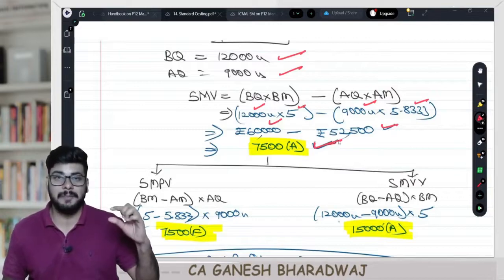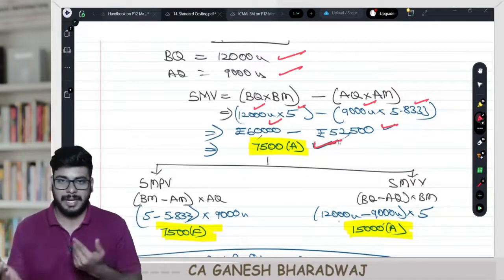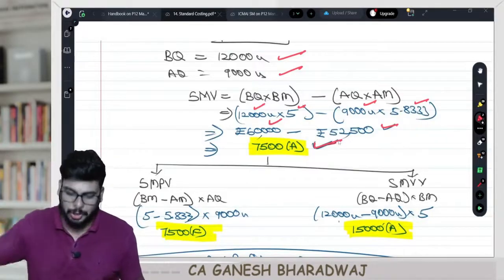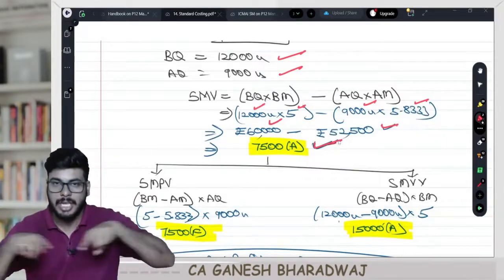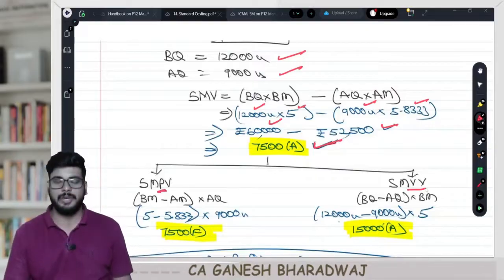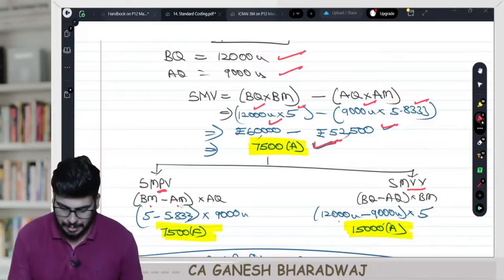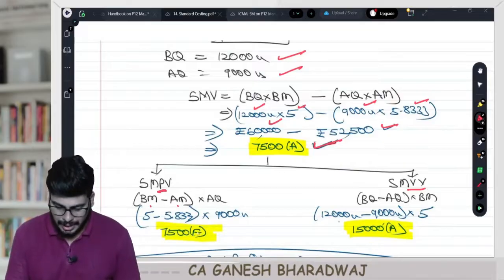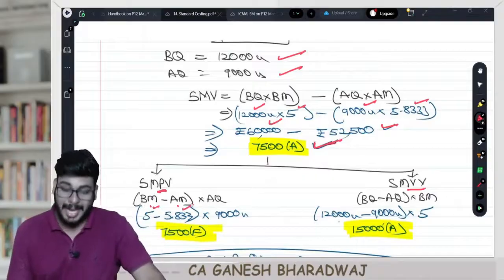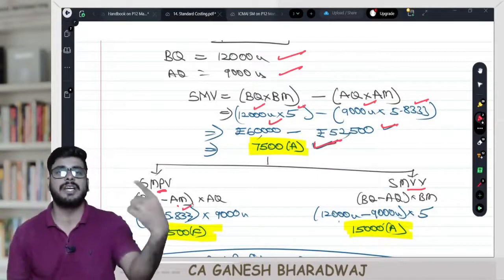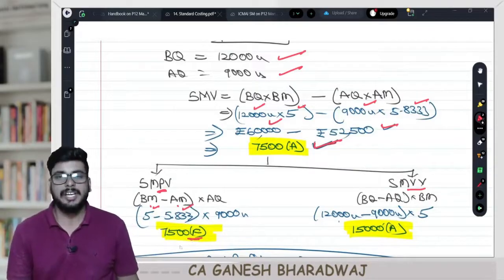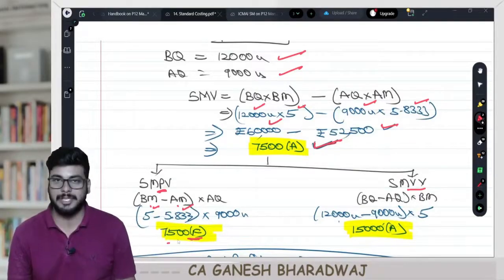So the profit that I planned for is 60,000, but the profit that I actually got was only 52,500. So this 7,500 rupees is called the sales margin variance. Because of the issues on the sales side, my profit has dropped by 7,500 adverse. Now this can be classified into two: sales margin price variance and sales margin volume variance. Price variance is budgeted margin minus actual margin into actual quantity. Every time I sell a unit, I plan to earn 5 rupees, but I actually earn 5.833. So every time I sold a unit, I got 0.833 more. It's clearly a favorable variance into 9,000 units. It's going to be 7,500.